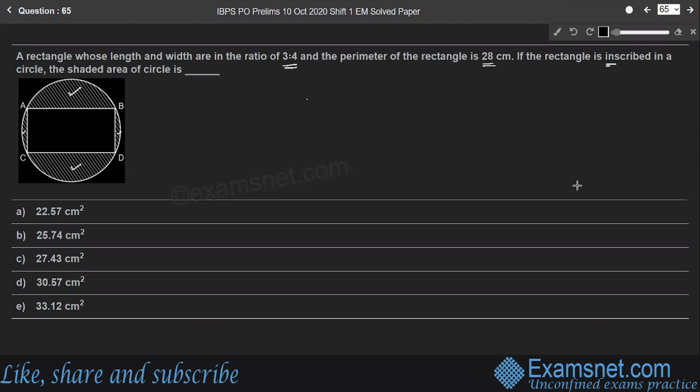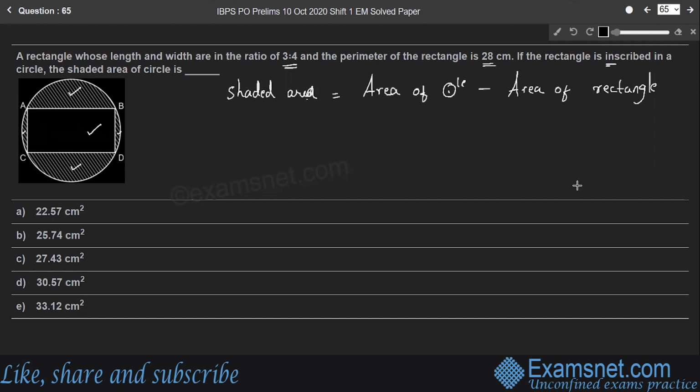For that, we need the whole area of the circle and the area of this rectangle, because the shaded area is equal to the area of the circle minus the area of the rectangle. Right? So how to find the area of the circle and rectangle?